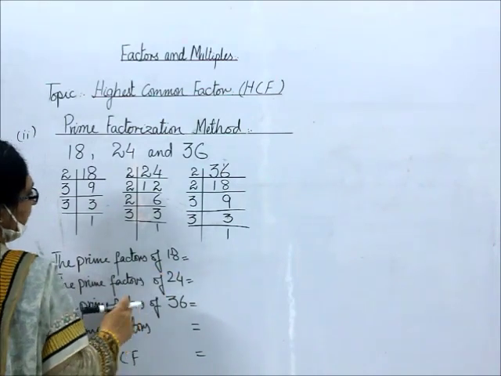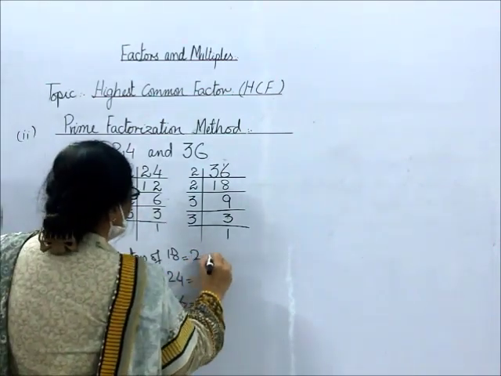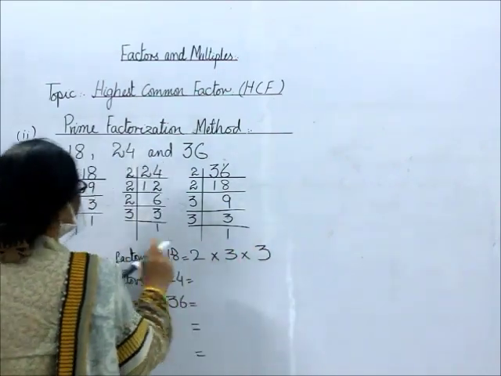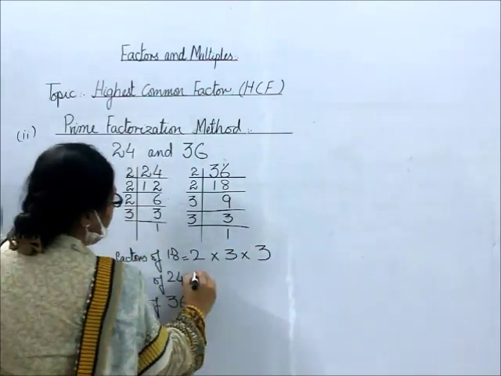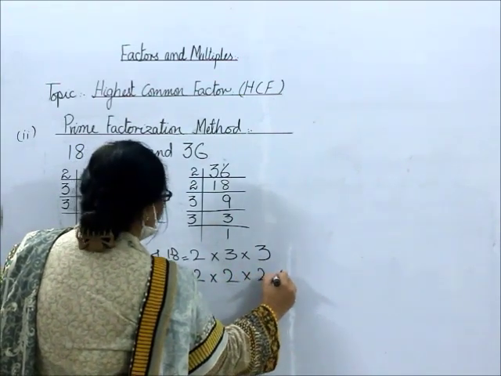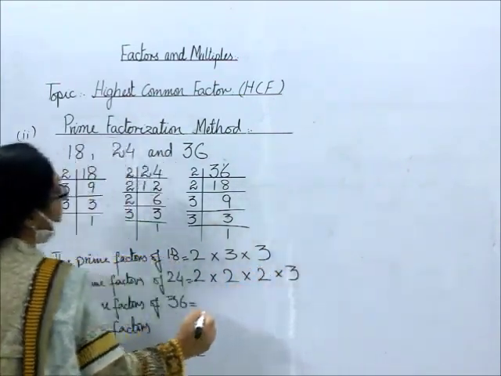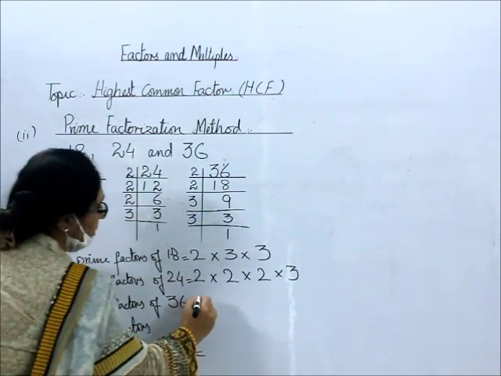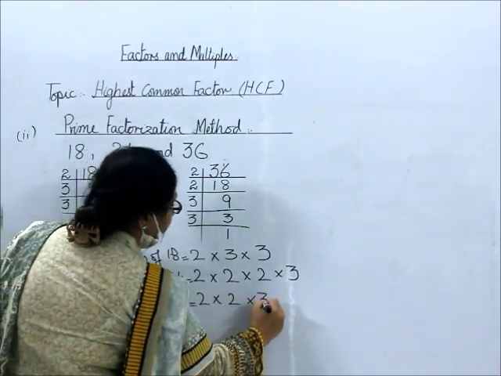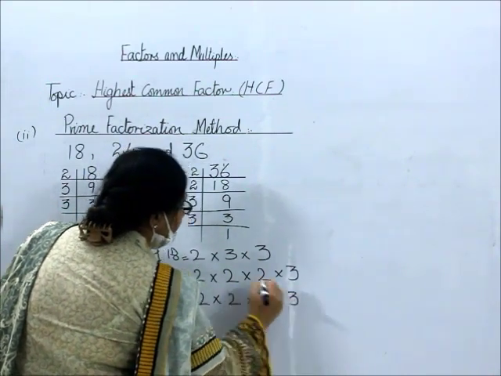Now I am writing the prime factors of 18: 2 multiplied by 3 multiplied by 3. Then the factors of 24 are 2 multiplied by 2 multiplied by 2 multiplied by 3. Then the factors of 36 are 2 multiplied by 2 multiplied by 3 multiplied by 3.